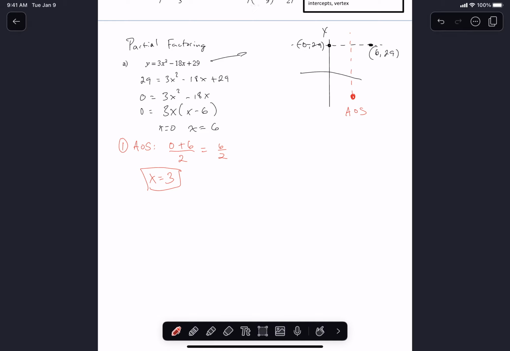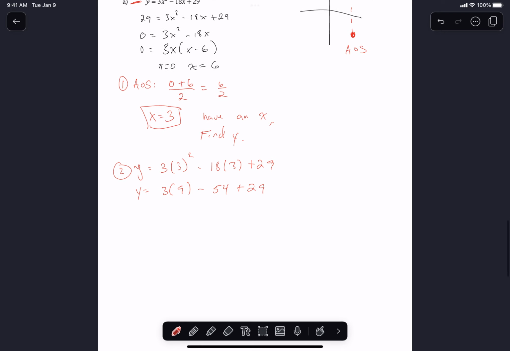And now I have an x value, I need to find y. How do you find y? You got an equation up here. You solve for the y value. Y is going to equal 3 times 3 squared minus 18 times 3 plus 29. So that's 3 times 9 minus 54 plus 29.